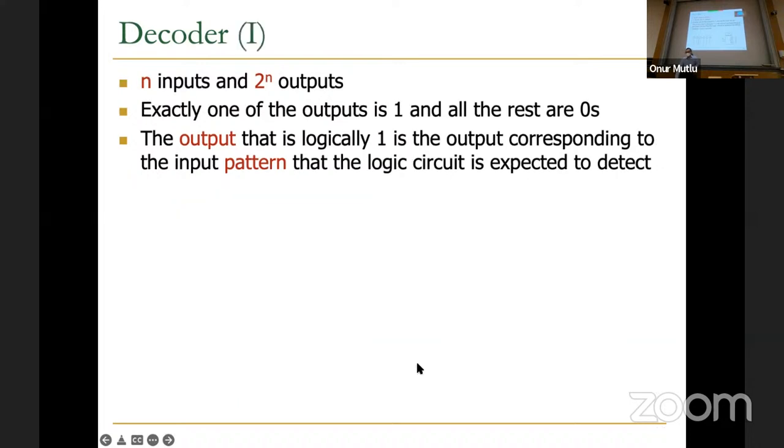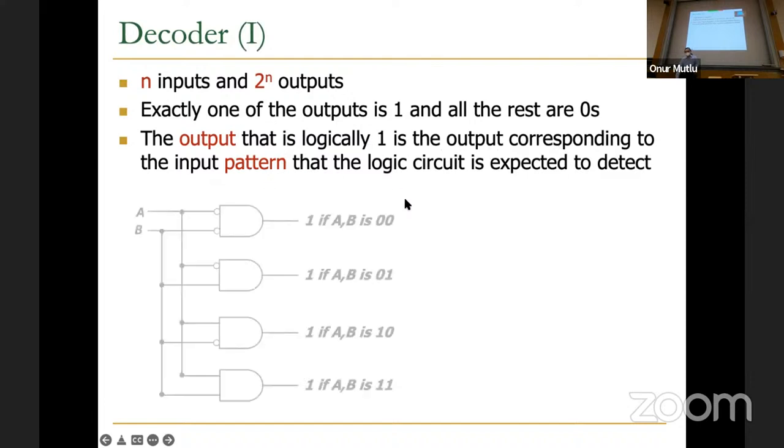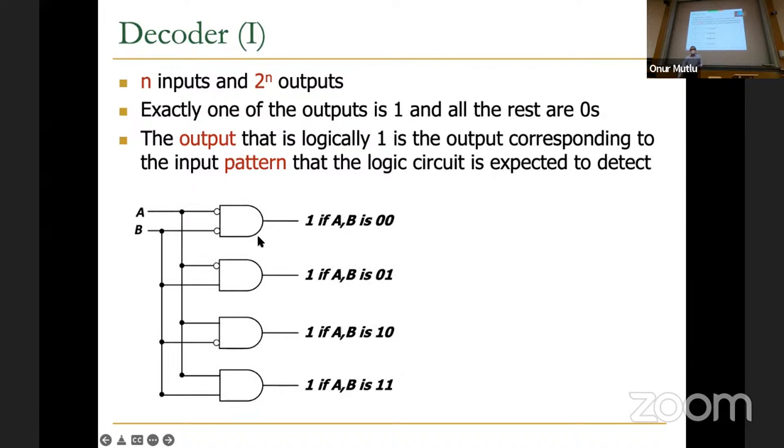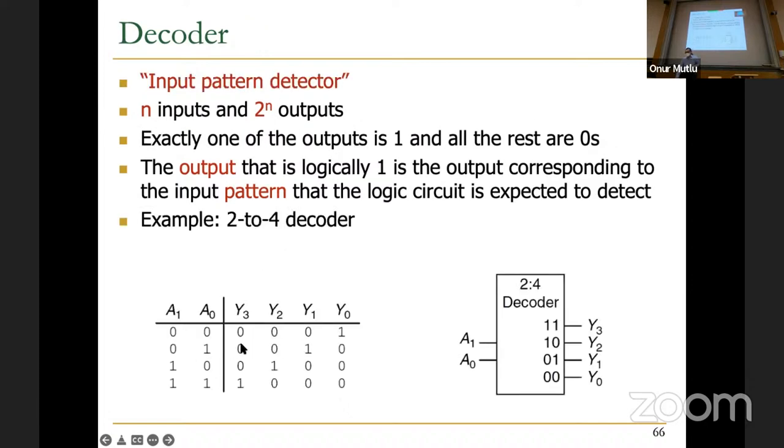Okay, now let's take a look at the gate level details. This is exactly what I said. The output that is logically one is the output corresponding to the input pattern that the logic circuit is expected to detect. And this is the gate level. This is one gate level implementation of the decoder module. And you can convince yourself that what I wrote over here is true. Basically, you have a two-input function. These are actually minterms in this case, which is very interesting. The decoder is actually taking all the minterms and distinguishing between minterms. That's one function of the decoder, actually. You can think of it that way.